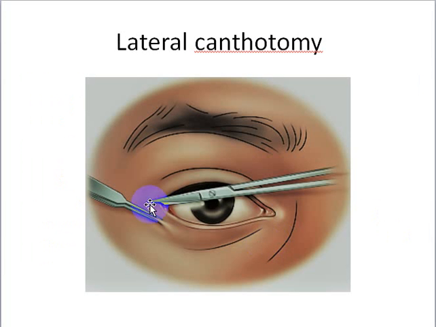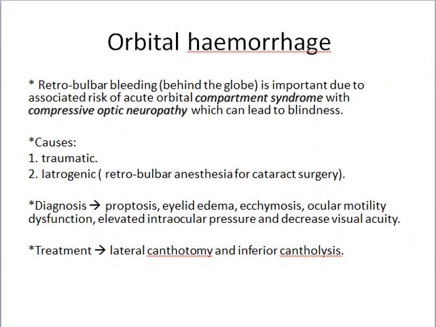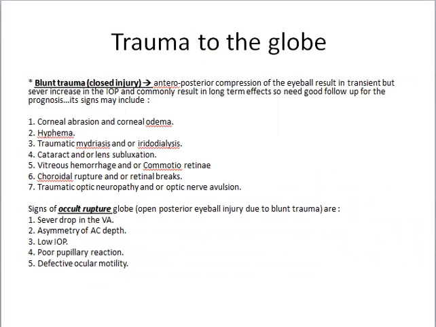This picture shows the lateral canthotomy with inferior cantholysis to prevent the compartment syndrome and compressive optic neuropathy and damage to the optic nerve. Other type of trauma is trauma to the eyeball itself, or trauma to the globe. The trauma to the eyeball or to the globe may be a blunt trauma, closed injury, or maybe penetrating trauma by sharp object, which means open injury.